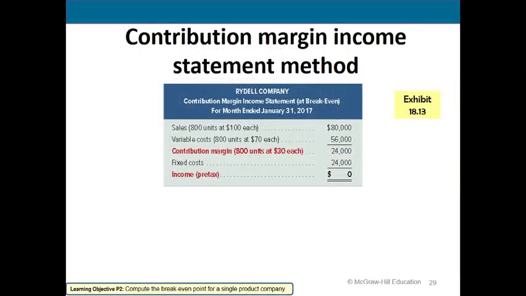And so here's your contribution margin income statement at break even. This verifies that 800 units times $100 each is $80,000. So that would have to be your sales to break even. Variable costs are $70, so that's going to be a variable cost total of $56,000. That leaves you with 24,000 contribution margin. Since your fixed costs are also 24,000, you end up with zero income. So that's your break even.